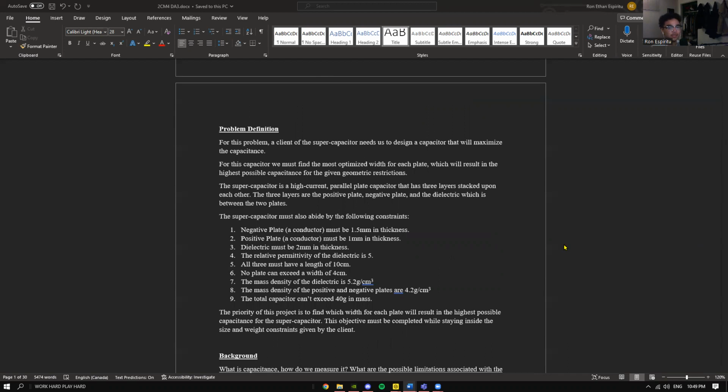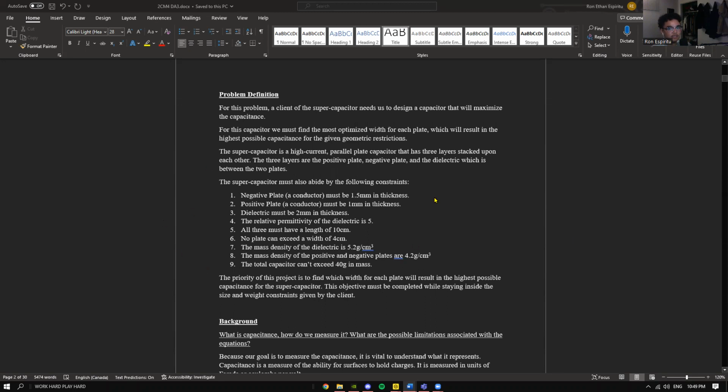We were challenged to manipulate the width of the dielectric plates and the conducting plates in such a way that maximizes the capacitance while staying under a specific total mass and width restriction. The densities and size restrictions are as seen on screen. I'm mainly focused on building the FlexPDE model and validating the simulation.